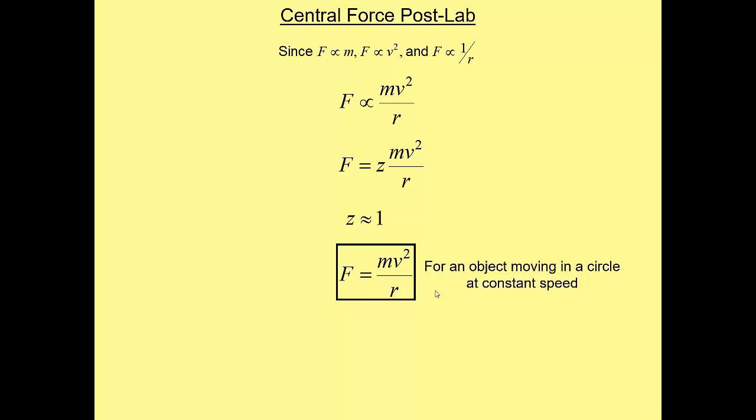So this was our whole goal here, that now we can make predictions. If we plug in any three, we can find a fourth. And we can solve for something else too. If we plug in the force, the mass, and the radius, we certainly could figure out how fast it would be going. Any of these variables work with this equation.